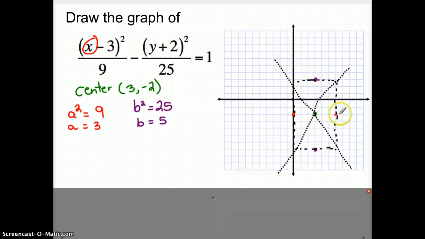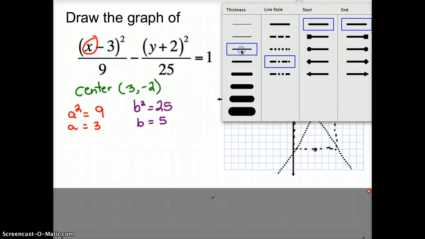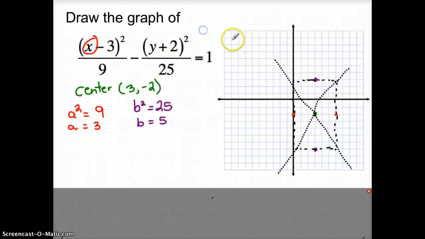So the red dots are my vertices. So when I draw this, remember, it's not going to cross these dotted lines I drew in. Okay, let me go back and get my regular pen here. It's not dotted. Okay, so I'm going to draw this just so it comes down like this, and they just go off and they get closer to that dotted line that we drew in here, and then the same thing here. Okay. Again, this is a horizontal one because the x comes first here in your equation.